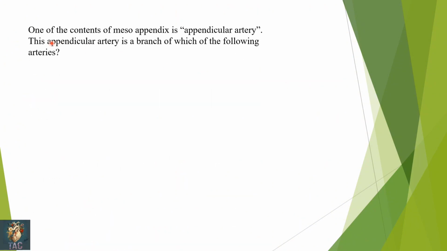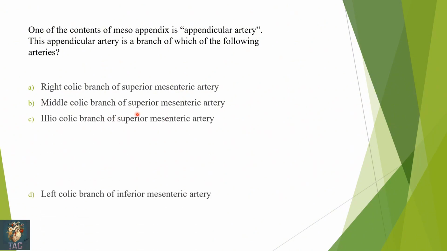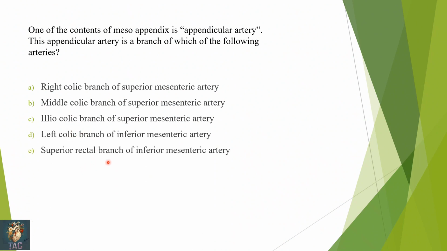One of the contents of the mesoappendix is the appendicular artery. So the appendicular artery is a branch of which of the following arteries? That is, the right colic branch of superior mesenteric, the middle colic branch of the superior mesenteric, the ileocolic branch of the superior mesenteric, the left colic branch of inferior mesenteric, or the superior rectal branch of the inferior mesenteric. So this is the ileocolic branch of the superior mesenteric artery. The appendicular artery arises from this.